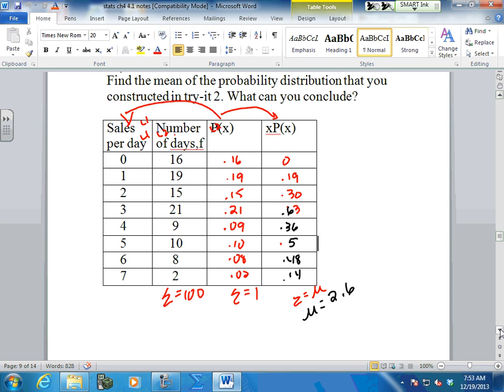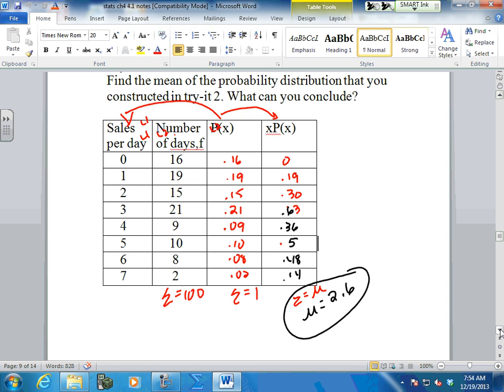So we said they can make anywhere from 0 to 7 sales in a day. And this was the frequency that they did this. So out of 100 days, 8 days they made 6 sales. 10 days they made 5 sales. 16 days they didn't make any sales. Okay, now, when we come up with the mean, the average, that means on the average, this person makes about 2.6 sales per day.